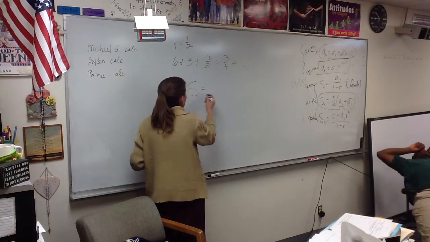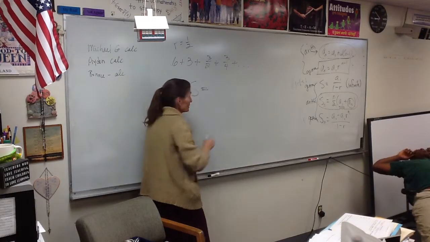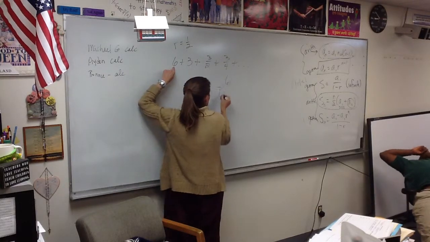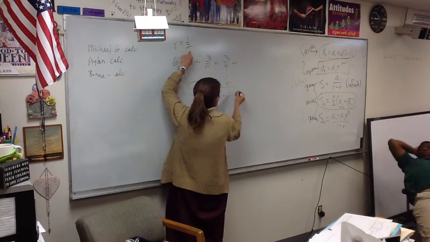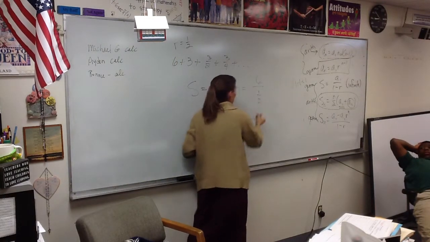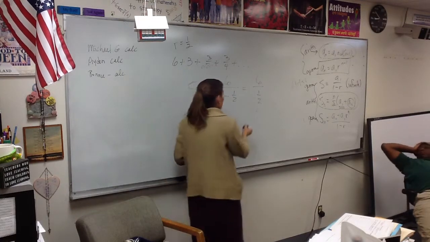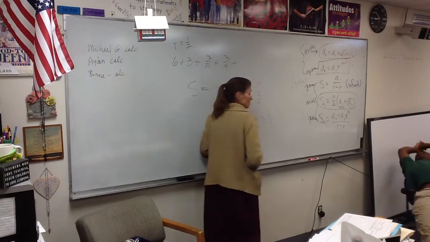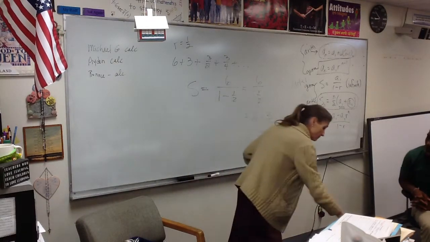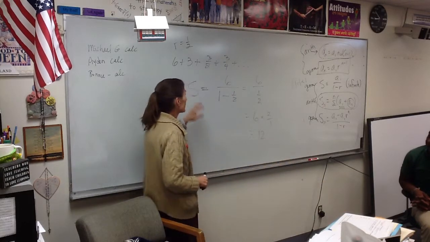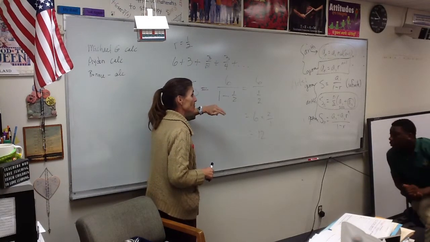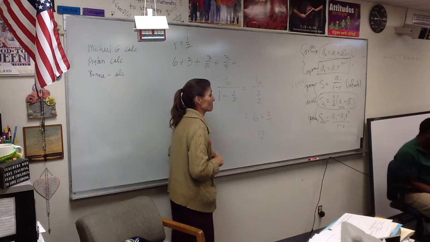So the sum of an infinite series, right there's your formula. What is it? 6 over 1 minus 1/2, which is 6 divided by 1/2, which is 6 times 2, which is 12. Your sum is 12. So, Katie, the question will be, here's the series, find the sum. Okay, so you're going to have to know how to use this formula.